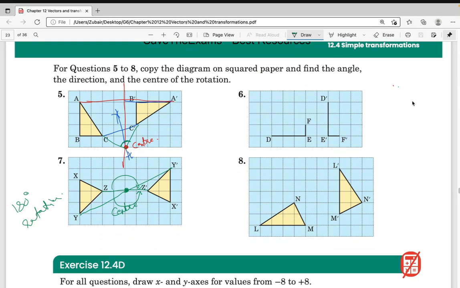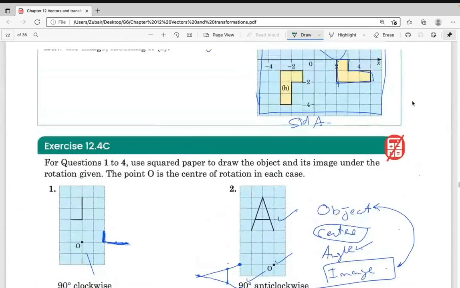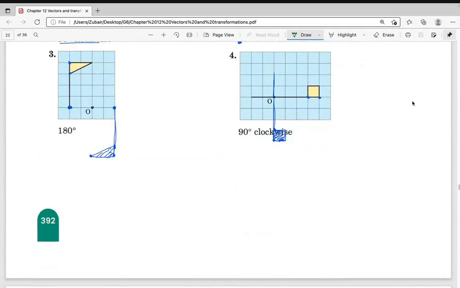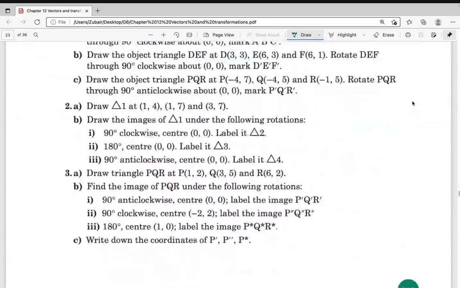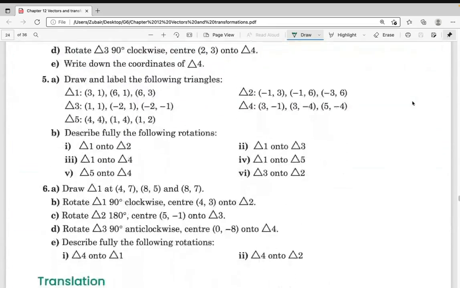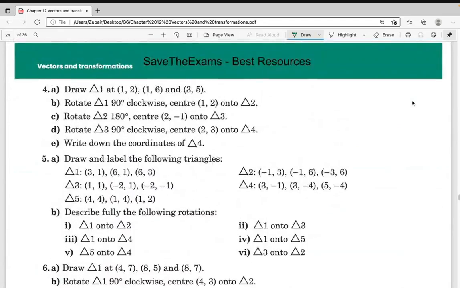So do try a few questions with graph paper. Then you will know all the methods. Do your best to practice, and then do this exercise as well.